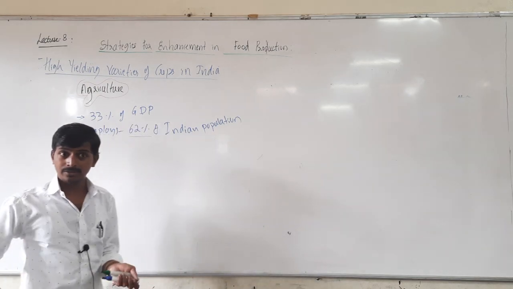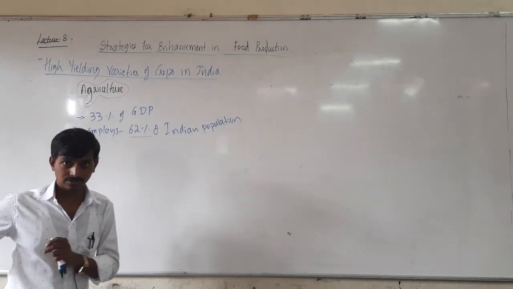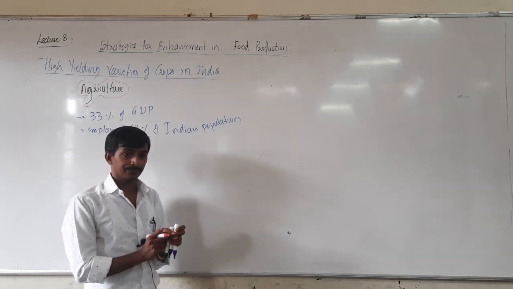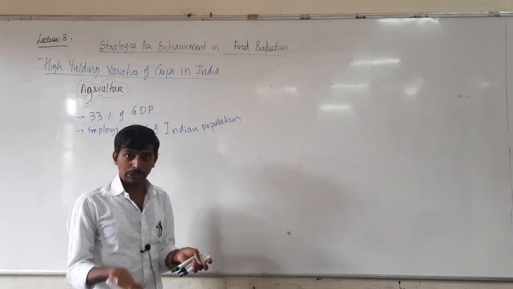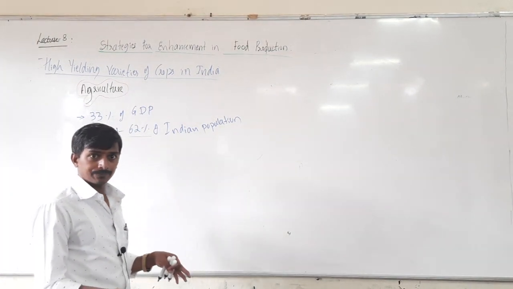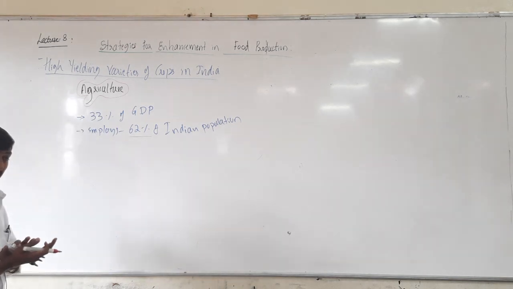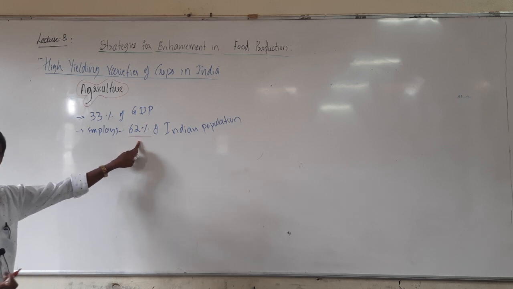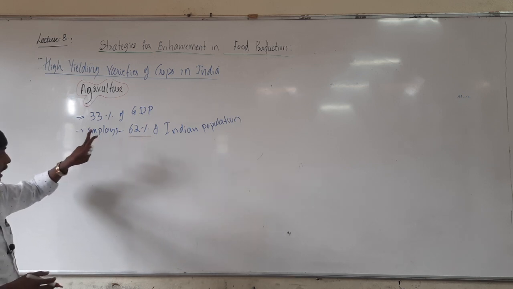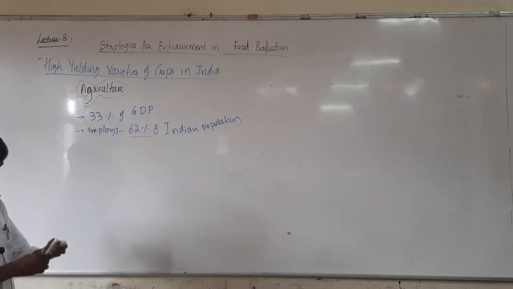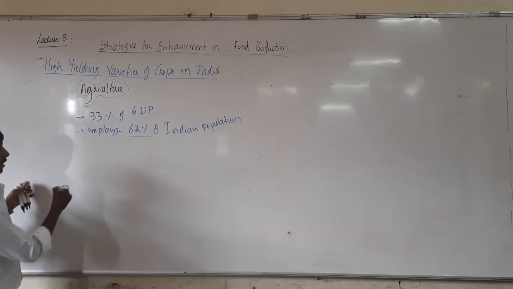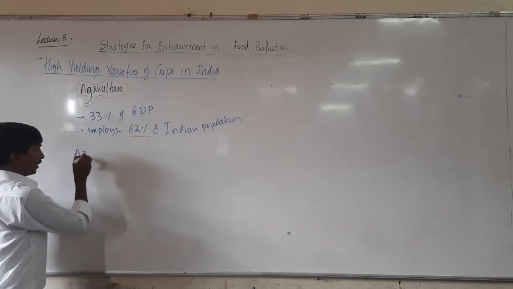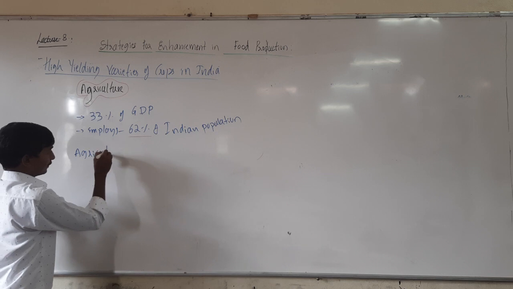Whatever topics we discussed in earlier classes, like fishery, poultry, apiculture, they all come under agriculture only. So about 62% of the people of India are dependent on agriculture. Okay, but what about the agricultural land?